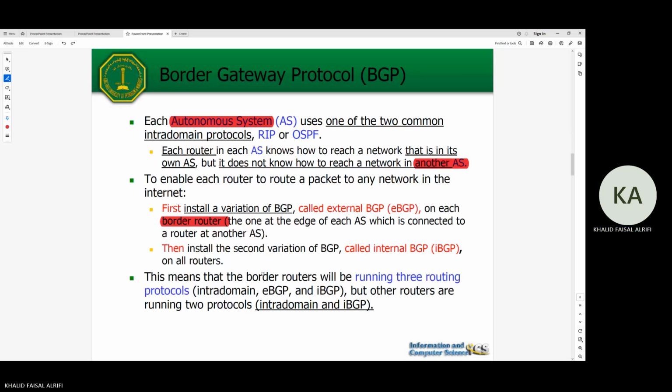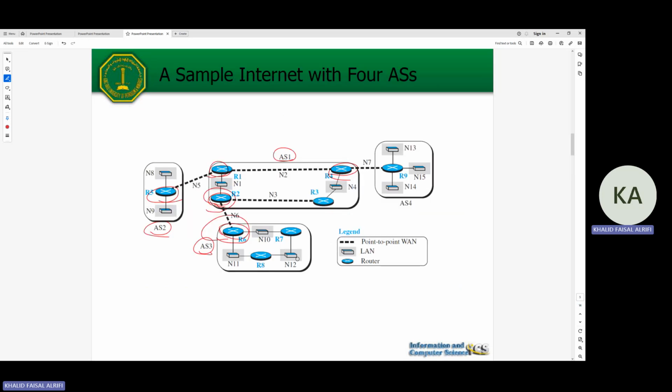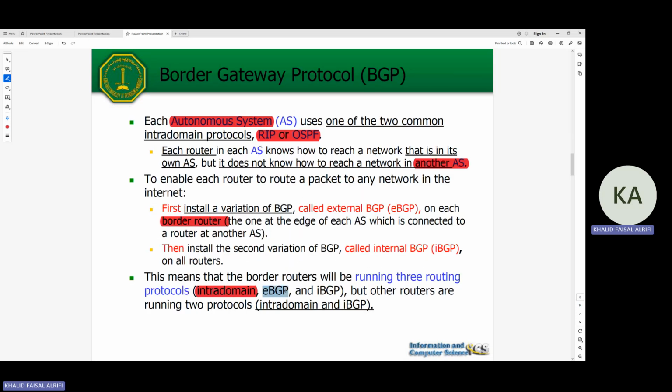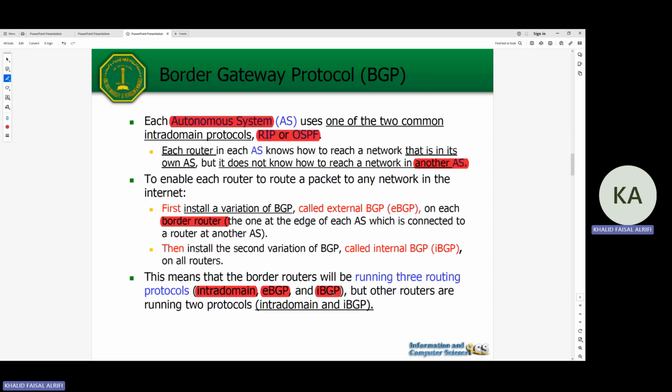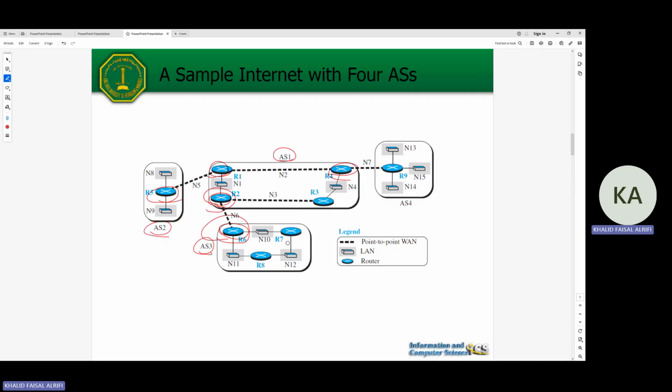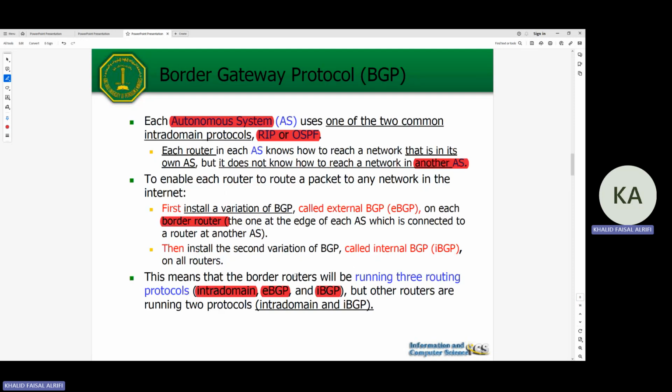Okay, this means that the border routers will be running three routing protocols. Intradomain, we mean it's either RIP or OSPF. It's the default, you will always find it. So the intradomain in order to communicate between each other, and also eBGP because it will communicate with another autonomous system, and iBGP in order to communicate in the same autonomous system as well.